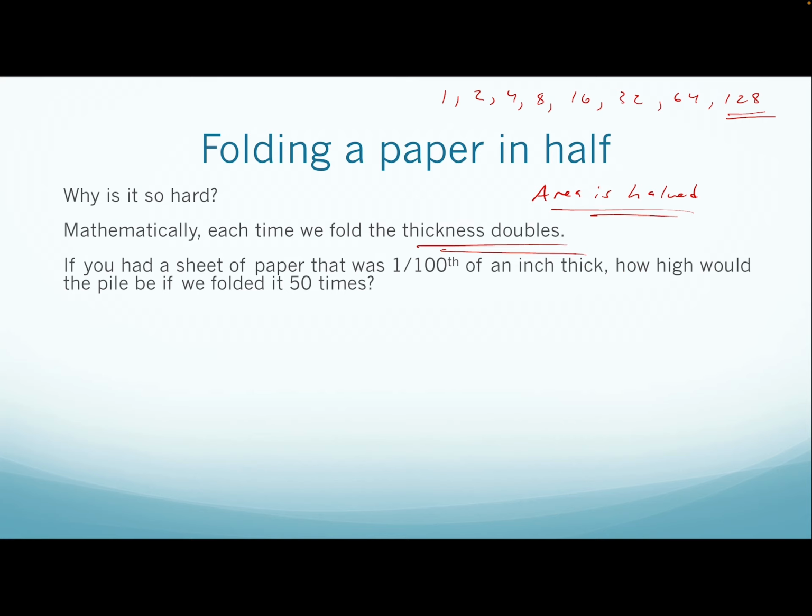So now I'd like you to try to visualize something. We've kind of seen what it's like folding a piece of paper. Imagine you could fold a sheet of paper 50 times. And imagine that sheet of paper is only 1/100th of an inch thick. So take an inch and divide it by 100. That's how thick it is. That's actually typical paper size.